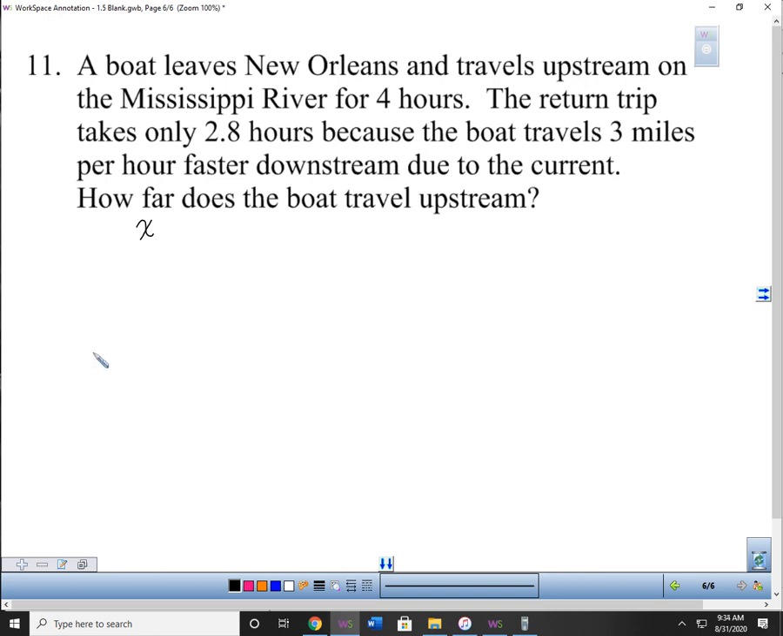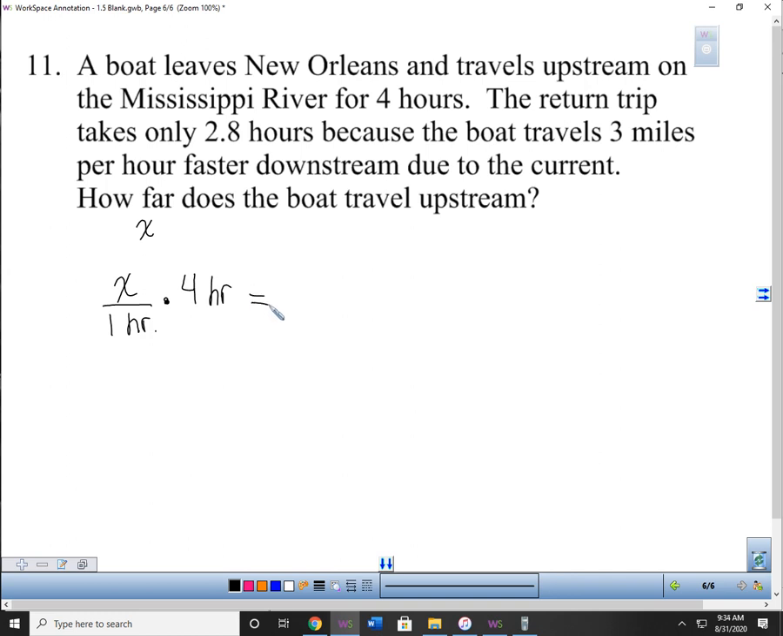Well, I know that the distance going upstream is the same as the distance going downstream, correct? So if I make myself an equation, I can actually solve it. So I know that going upstream is a distance of X miles, right? So I can go X miles in 1 hour, times it takes me 4 hours to go upstream because I'm fighting against the current, right?